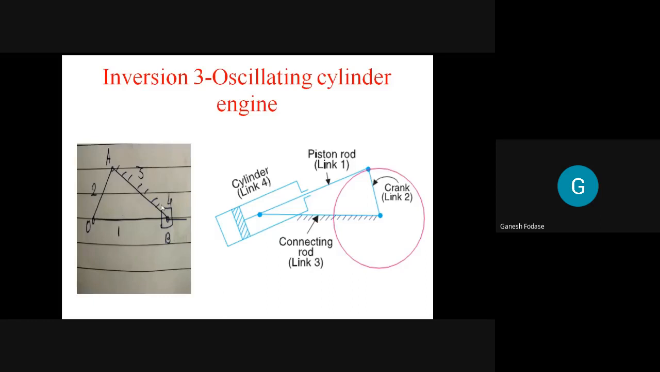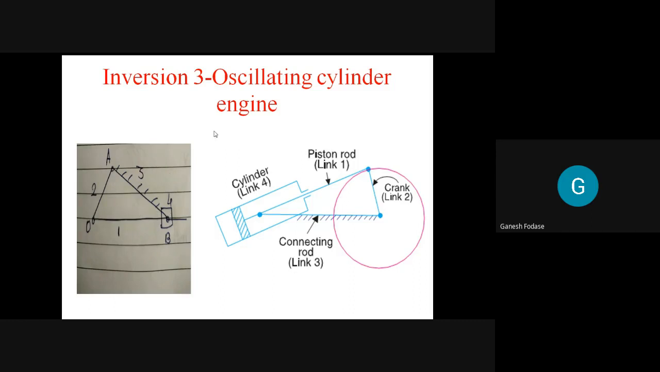So let's see this diagram. Is it visible and audible to all? Yes, sir. Okay. So again, you can see here this is a slider crank chain mechanism, and the link we fixed here is link number 3. In the first inversion, we fixed link number 1, that is the frame. In the second inversion, we fixed link number 2. But now instead of 1 or 2, we fix link number 3. And when link number 3 is fixed, what kind of inversion do we obtain, that we'll see.